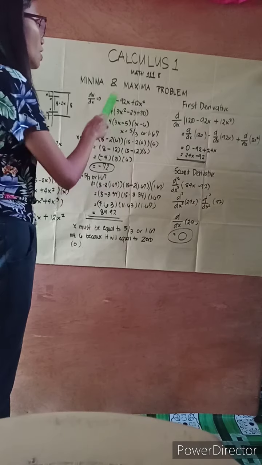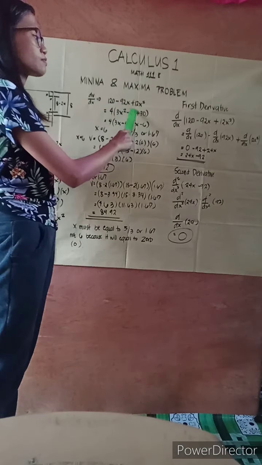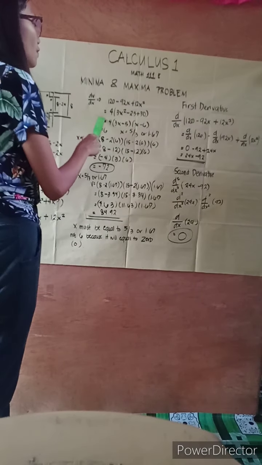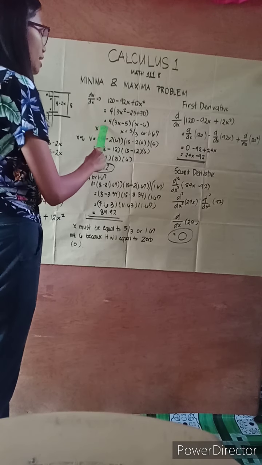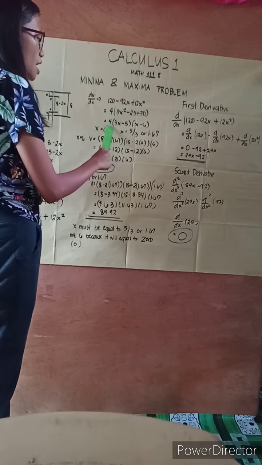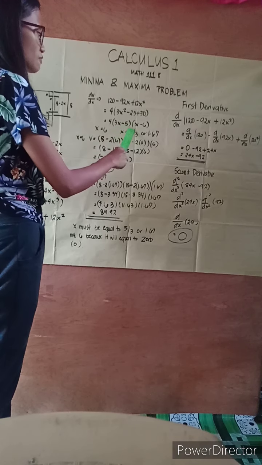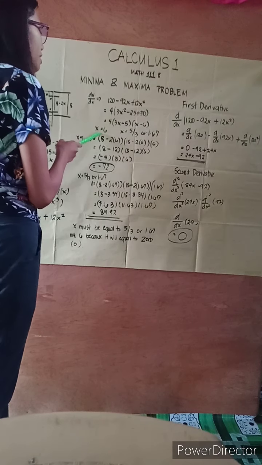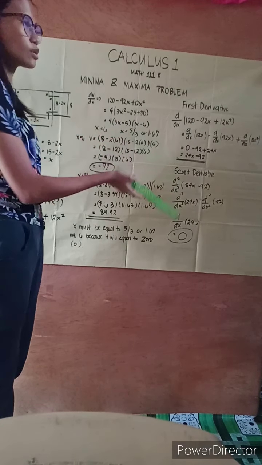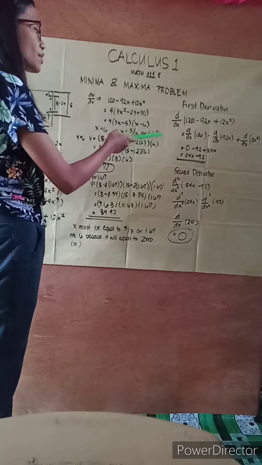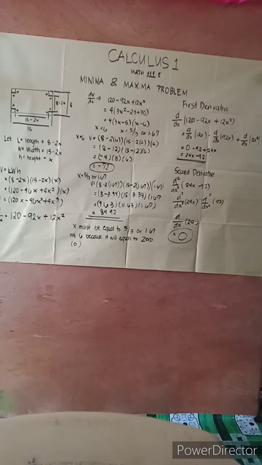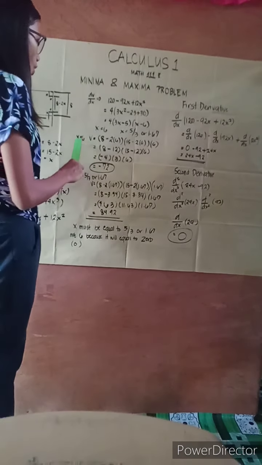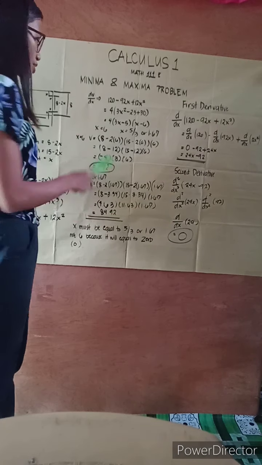So factor out 120 minus 92x plus 12x squared. Factoring this, we will get 4 times (3x minus 5) times (x minus 6). So x is equal to 6, then x is equal to 5 over 3 or 1.67. So we will substitute the values into this equation. So our x is equal to 6.